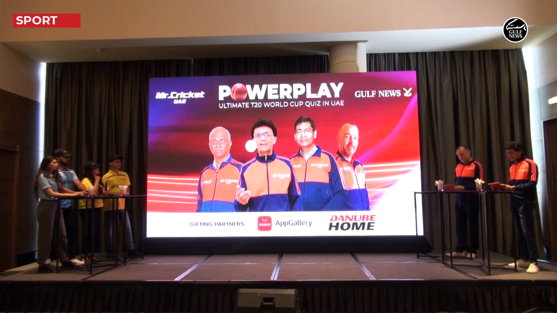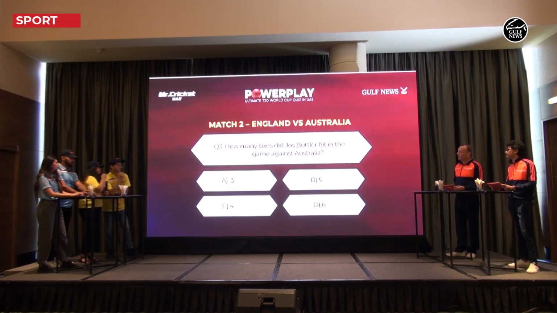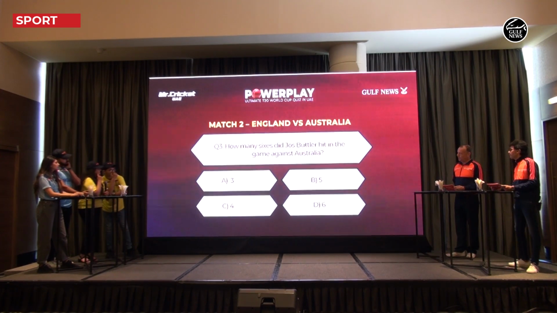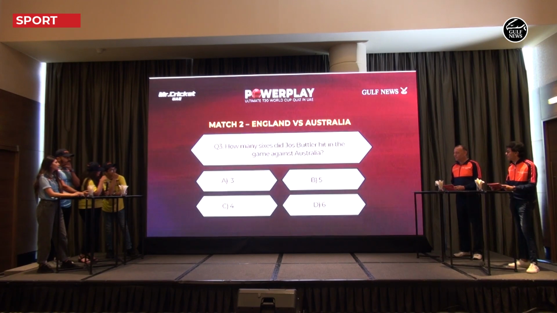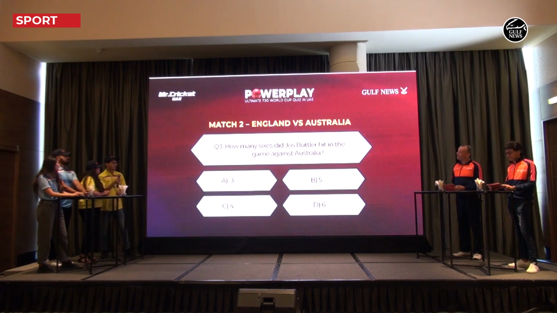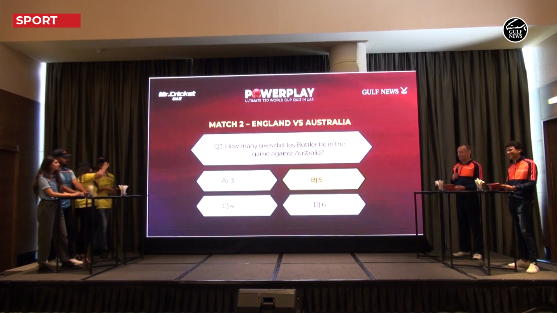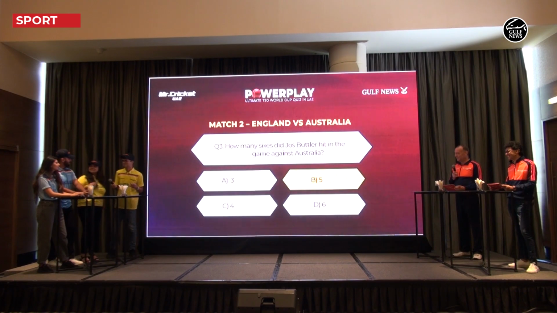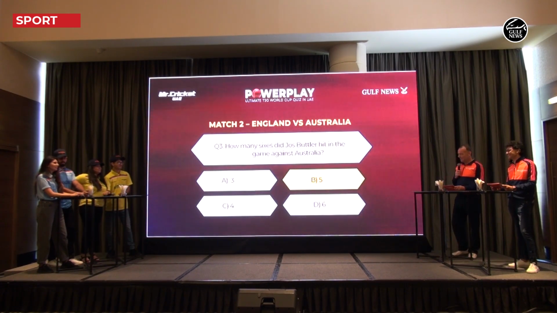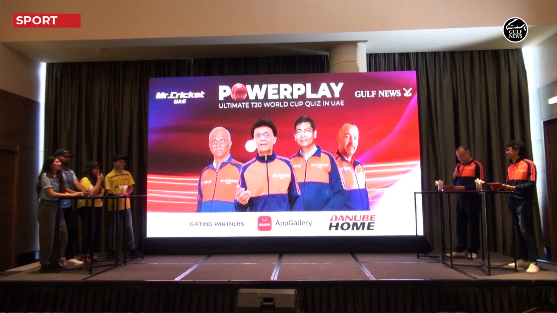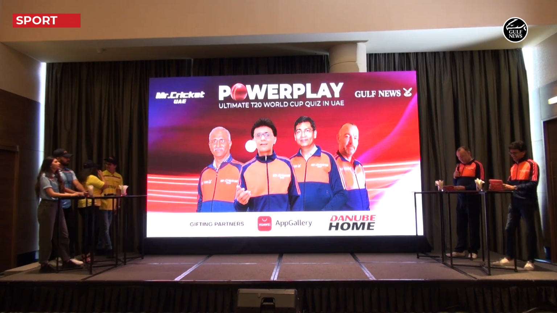How many sixes did Jos Buttler hit in the game against Australia? The options: A, 3, B, 5, C, 4, D, 6. Australia, what's the answer, mate? B, 5. You've done it right. You've hit the 6. Oh, that's lovely. So they get 4 runs. Well done, Australia. So the Aussies are leading against their old rivals.